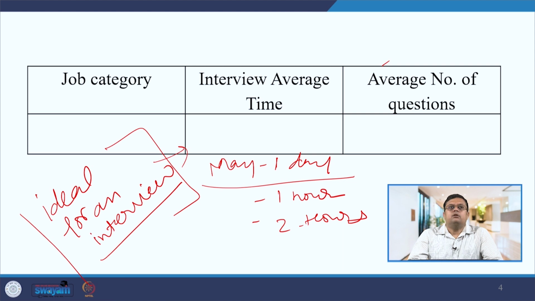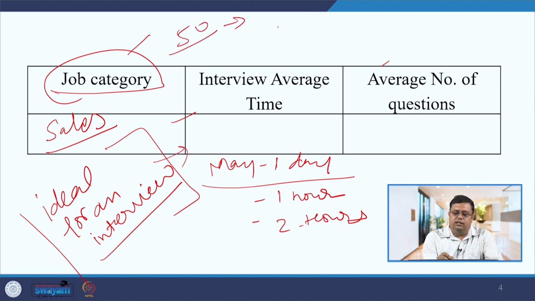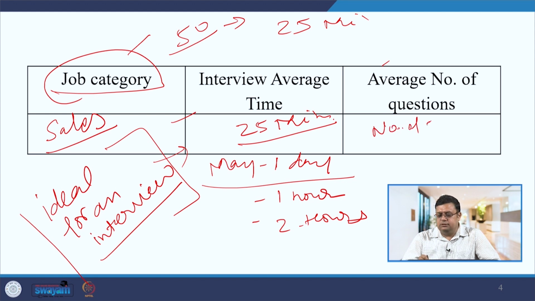So if we have calculated this data for any job position, or job category that you can write here, let us say the sales department: 50 people have given the interview, and for each, 25 minutes has been taken. So 25 minutes is the average time. In order to utilize this time effectively, you can decide the number of questions, 5 to 6 questions that may be asked, along with the area from which these questions should be asked.